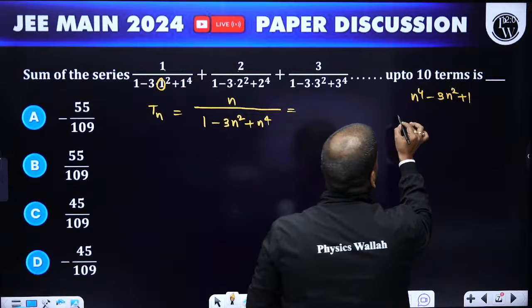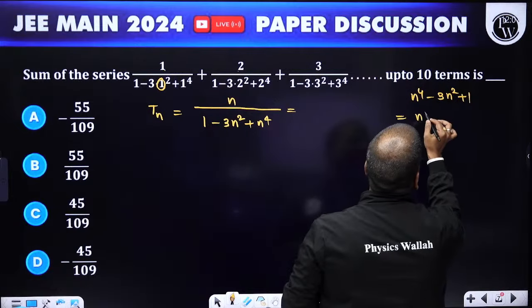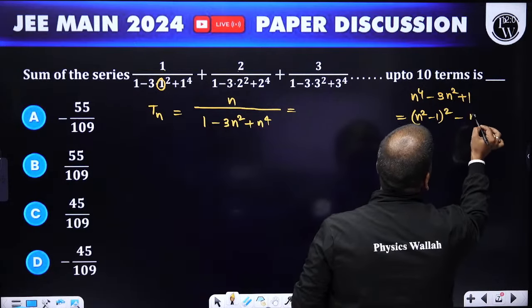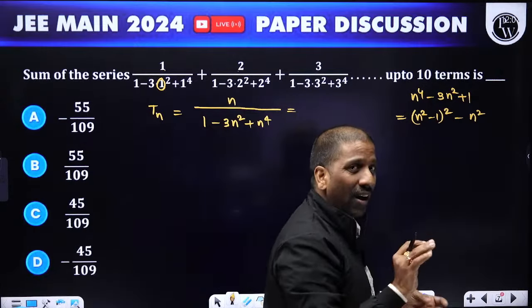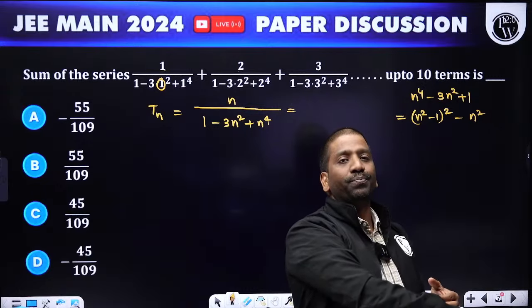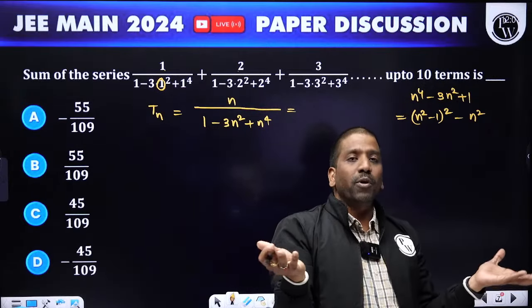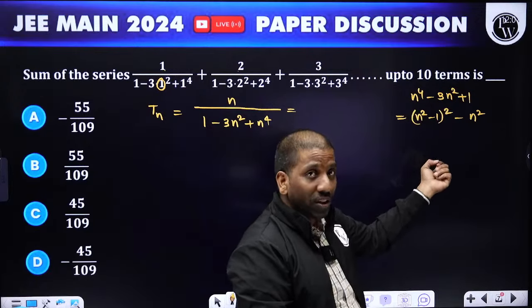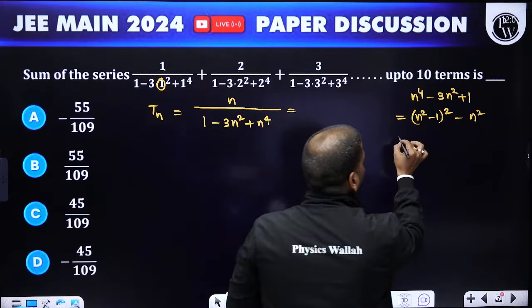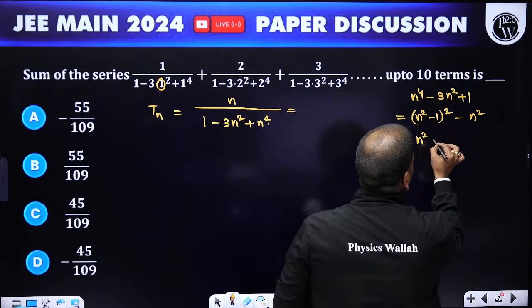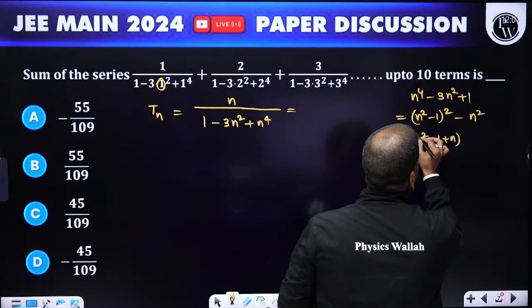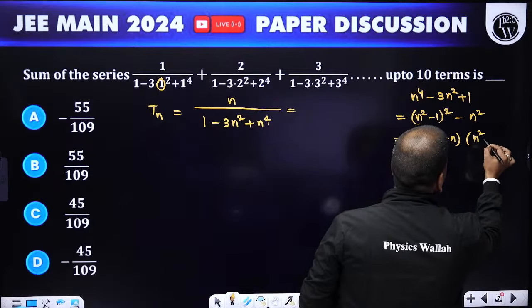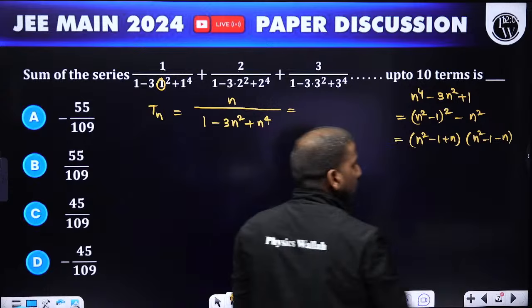But you observe, I can write it as n square minus 1 whole square minus n square, because I will give 2 n square to it, so it is like a minus b whole square. The remaining n square minus n square I have written. Yes, this is like x square minus y square. So what I would get is n square minus 1 plus n, times n square minus 1 minus n.